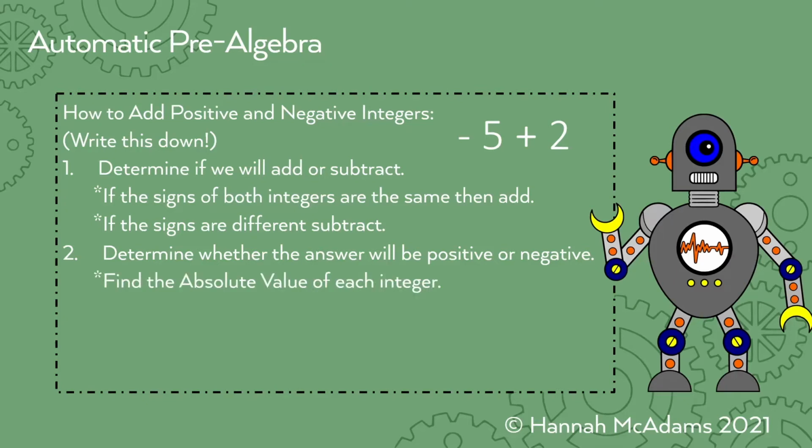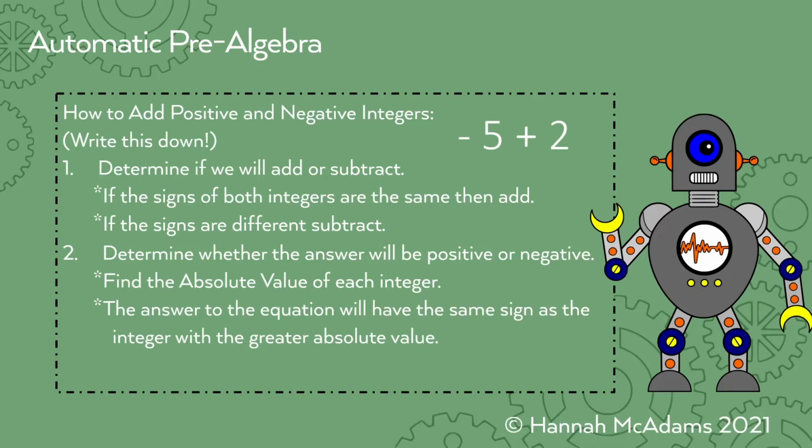Okay, so you find the absolute value of each integer. So the absolute value of negative 5 is 5. The absolute value of 2 is 2, right? 5 is bigger, right? So the answer to the equation will have the same sign as the integer with the greater absolute value. So it's going to be negative because 5 is negative there, okay? Then we solve. Negative 5 plus 2 is negative 3. So we just say 5 minus 2 is 3, and then we put the negative sign there.